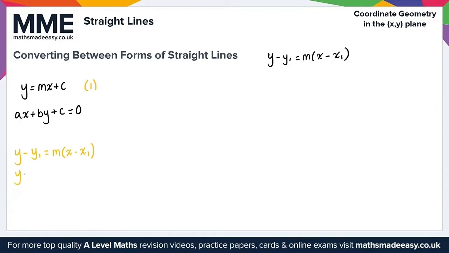So the left hand side will remain the same, and my right hand side here will be mx minus mx1. Now if we want this in the form y equals mx plus c, all I need to do here is add y1 to both sides. So therefore y is equal to mx plus y1 minus mx1. Okay, and that result gives us the form y equals mx plus c. So that's how we derive the first equation.